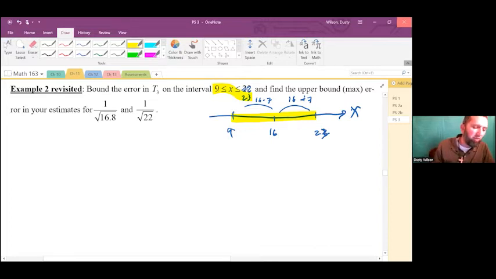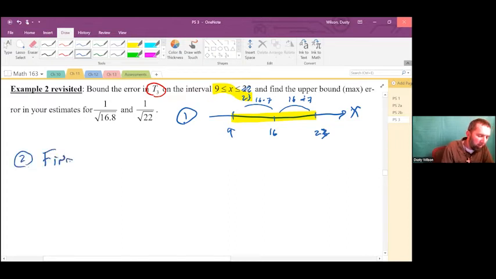And we want to find the upper bound or the max error in our estimates. So we need to find our big M. And notice in this case, we were told that we're working with T3. So the first thing we were going to do is think about our interval. We already did that. The second thing we're going to do is find our big M.